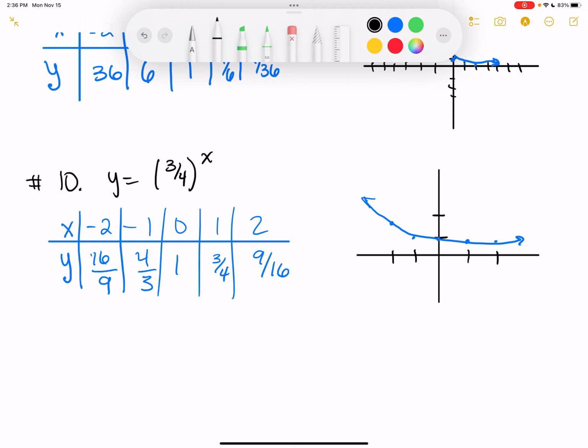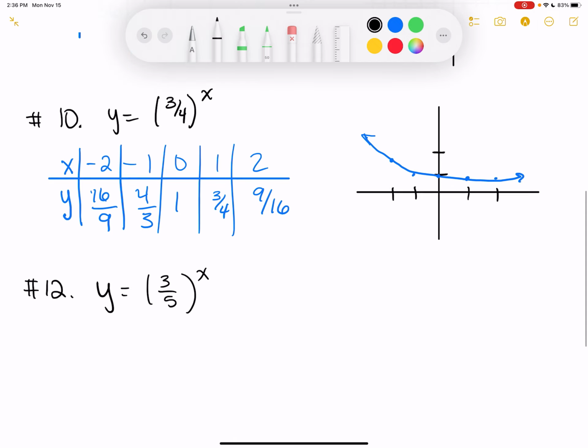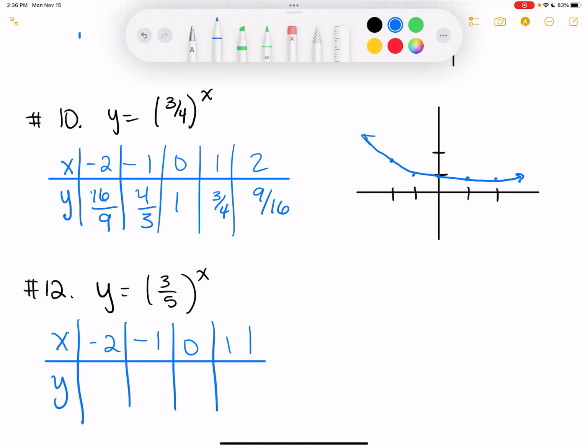Number 12. y equals 3/5 to the x. James is going to do this one by himself. At 0, what do we have? 1. At 1, 3/5. At 2, 9/25. At -1, 5/3. At -2, 25/9. And then we're just going to graph it.